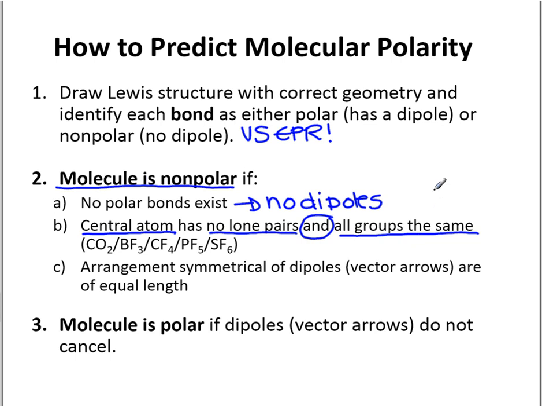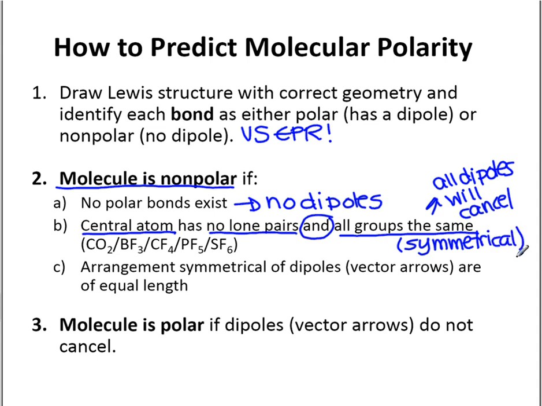Okay, so all of the groups are the same. This means all dipoles will cancel. Or you can think of symmetrical. If you want some other examples of what this means, these are 5 examples that fit with the 5 basic electron group geometries for VSEPR.